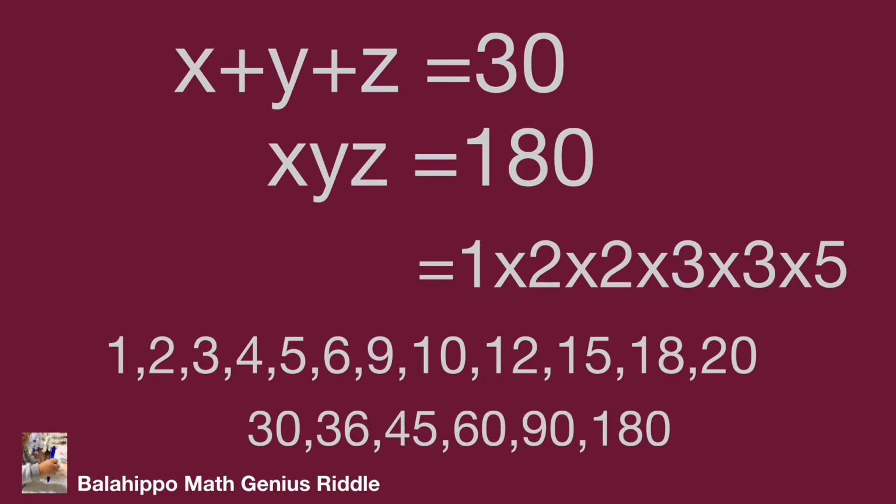Then we have to meet x plus y plus z equal to 30, meaning x, y, z should be less than 30. After that, remove the second part of the factor list. Then try to match the rest of the factors to fulfill these two given pieces of information. It's not difficult, just trial and error.